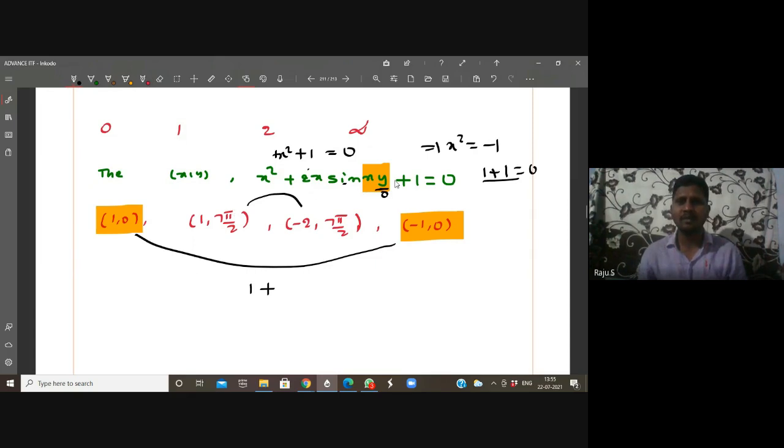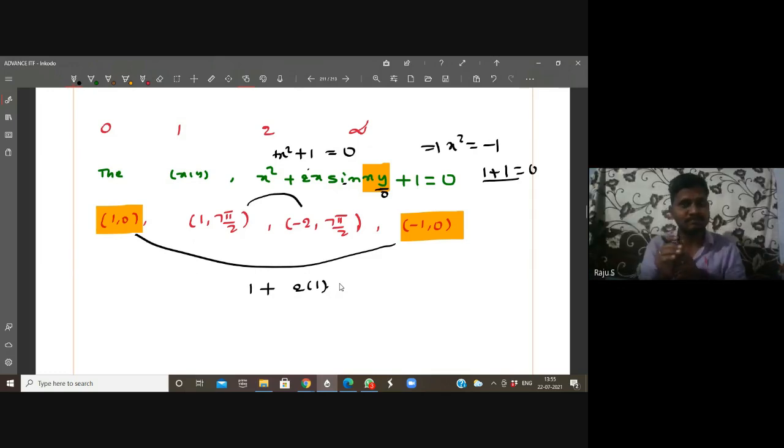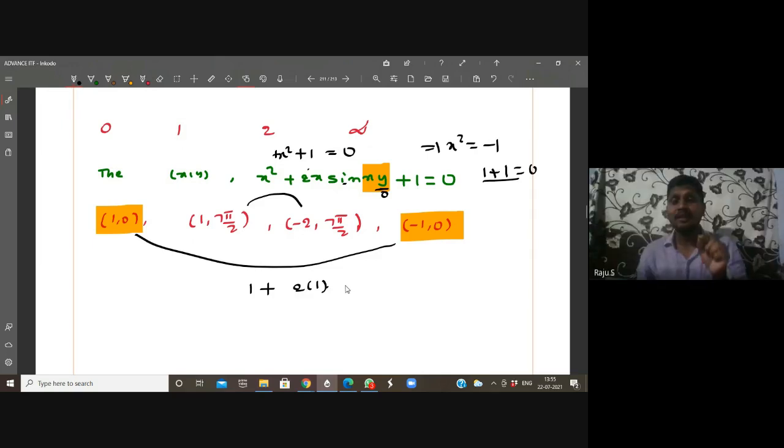Sine 1 into 7 pi by 2 is sine 7 into pi by 2. Is it the same as sine pi by 2 only? It is 2 pi plus 3 pi by 2. See here: pi by 2, 2 into pi by 2, 3 into pi by 2, 4 into pi by 2, 5 into pi by 2, 6 into pi by 2, 7 into pi by 2.